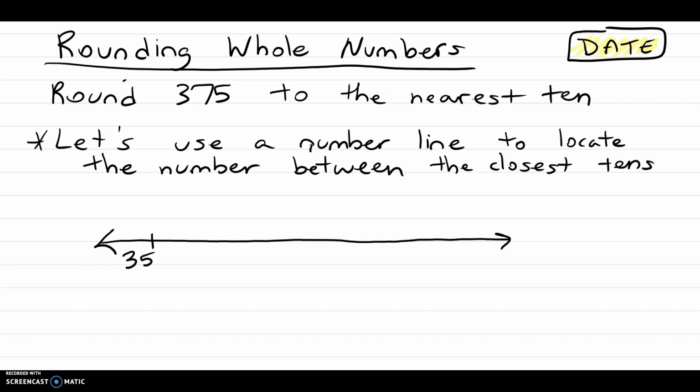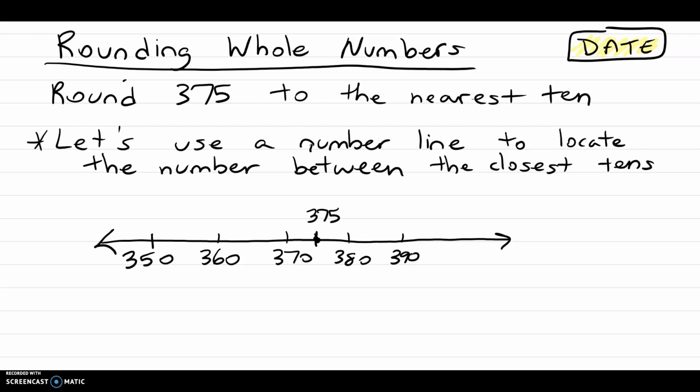We got 350, 360, 370, 380, 390. That's counting by tens. If I wanted to locate this number, I would put 375 right about in the middle, exactly in the middle between 370 and 380.